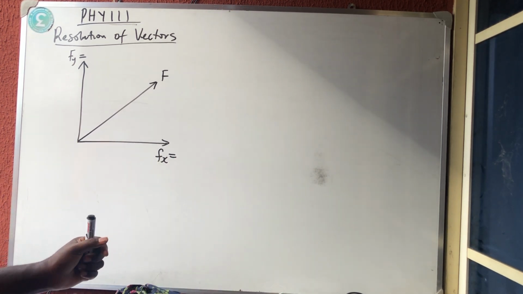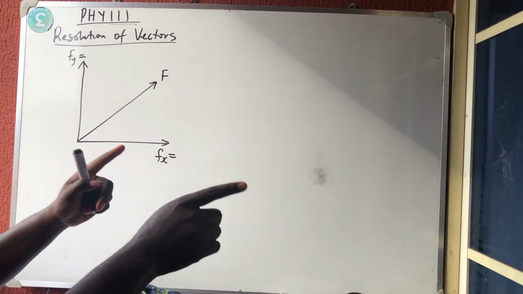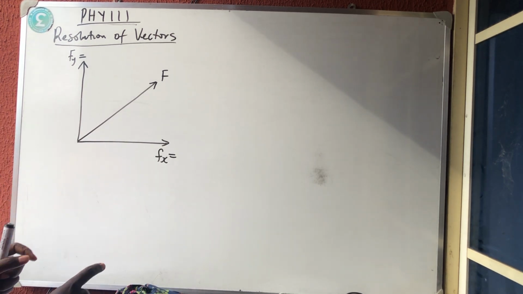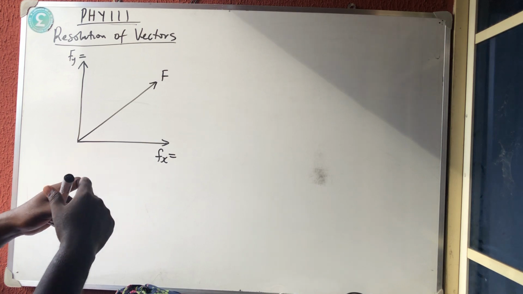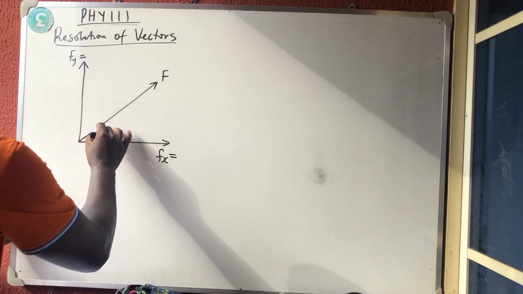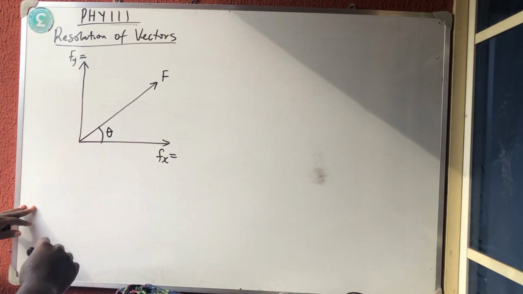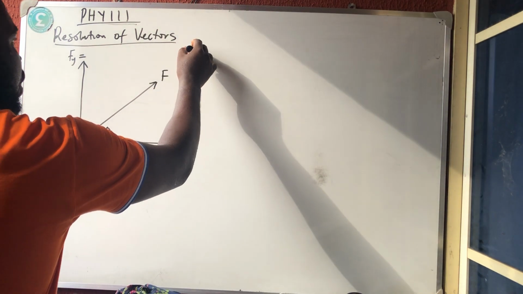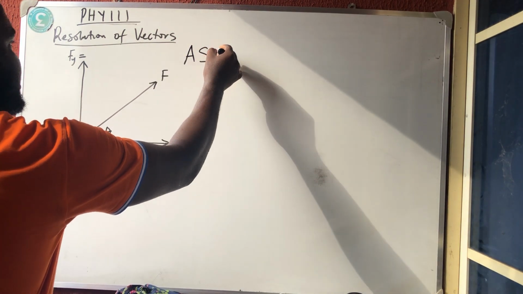If it is x-axis, it will now be cos. Please, it doesn't work everywhere. You will be interested in where the angle is. For instance, now let me say that my angle is here, theta. Now you are going to use an acronym that says ASTC.